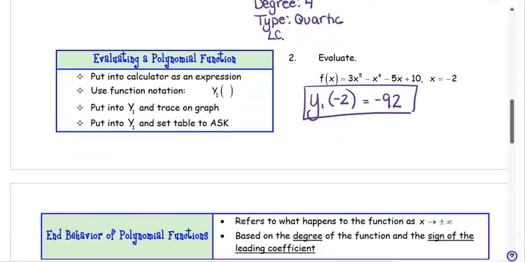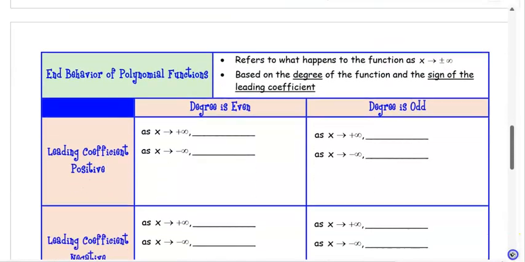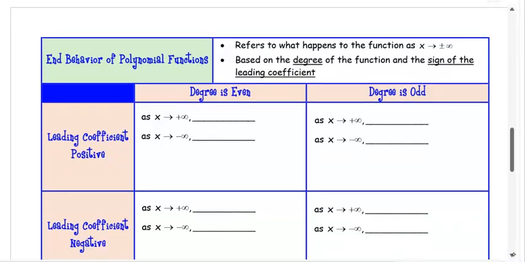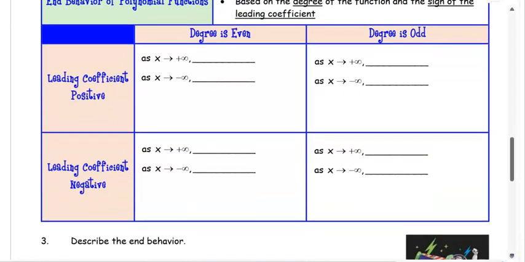Now if we flip it over, we're going to again review our end behavior of a polynomial. End behavior refers to what happens to the function as x approaches both positive infinity and negative infinity. Based on the degree of the function and the sign of the leading coefficient, that's going to tell us everything that we need to know about the end behavior. So I have this broken up into two sections for us, when the degree is even versus when the degree is odd. I also have it broken up into two sections going this way, when the leading coefficient is positive versus when the leading coefficient is negative.